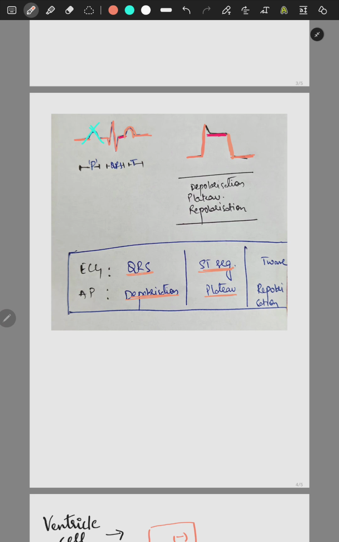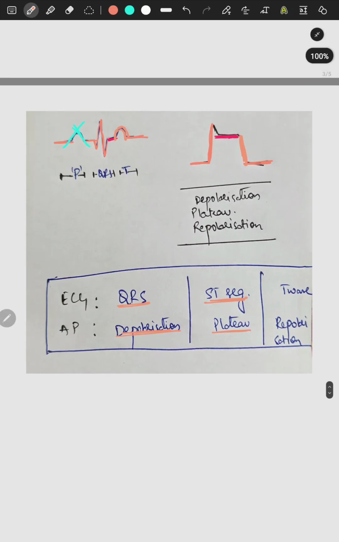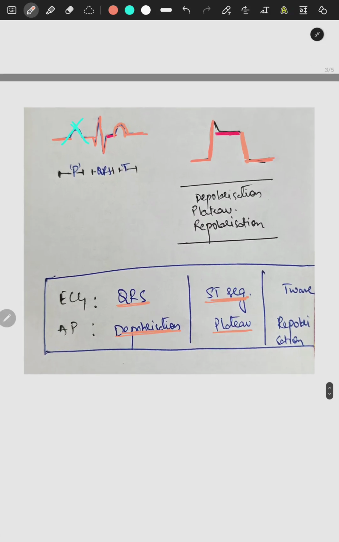So the key takeaway from the whole conversation so far is that ECG waves are not just shapes, they are the surface reflection of the cellular events which occur in the ventricle. In future videos, we will see how changes in depolarization produce changes in QRS complex, how changes in the plateau phase or phase 2 will result in ST elevation or depression, and changes in repolarization result in T wave abnormalities.